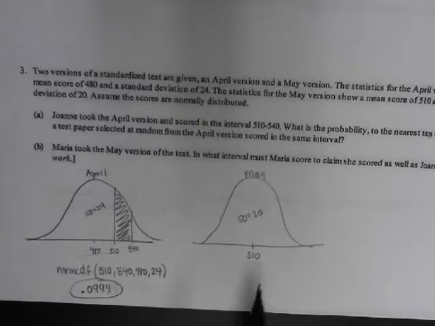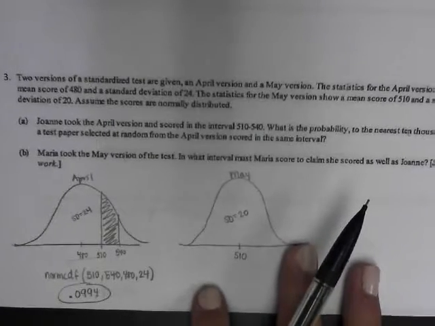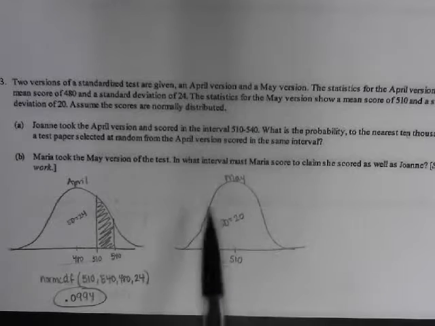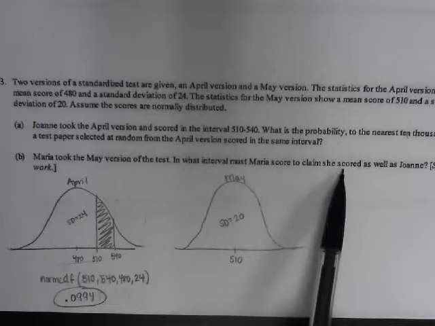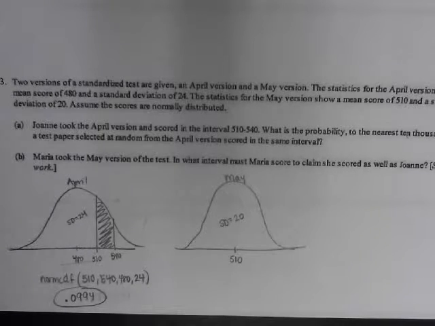Maria took the May version. This is where this one gets a little bit trickier, takes it to the next level. In what interval must Maria score to claim she scored as well as Joanne? Well, she can't just say, if I get a 510 to 540, then I scored as well as Joanne, because they took different tests. So we've got to sort of normalize this somehow.